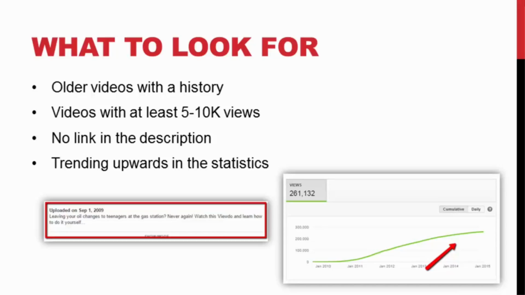So we want to find someone that has at least 10 to 15,000 views, has no link in their description, and we want something that is trending upwards. So we're going to look at the video statistics, and we want to find something that's actually getting views and is kind of going upwards instead of falling off or falling flat. That means the video is continuing to grow, and it will be a very profitable investment for us to go ahead and reach out to them and offer them some money to put a link in their description.